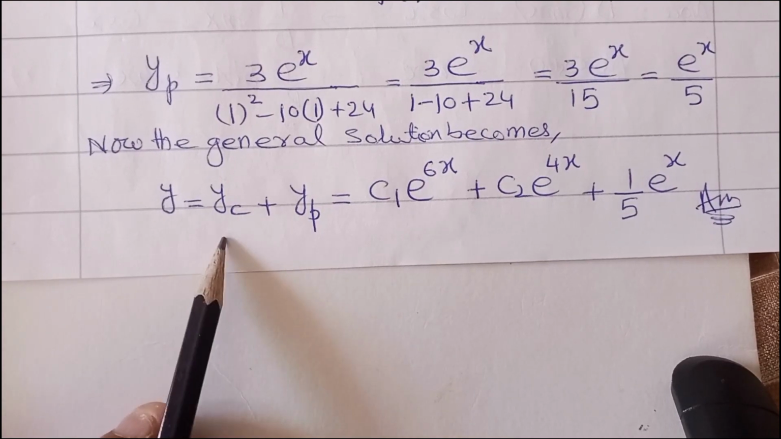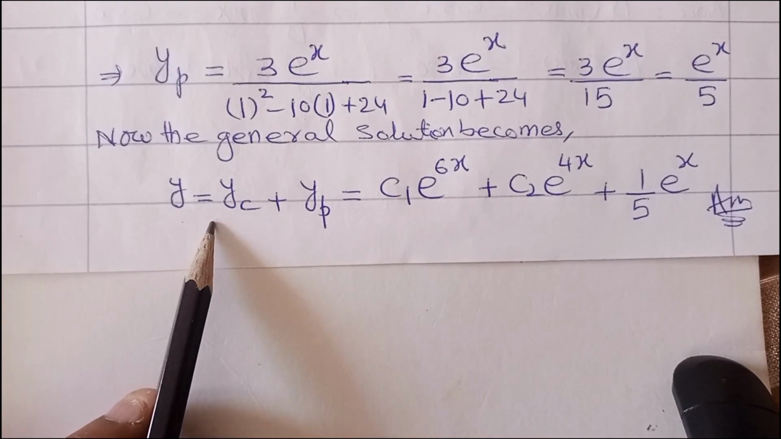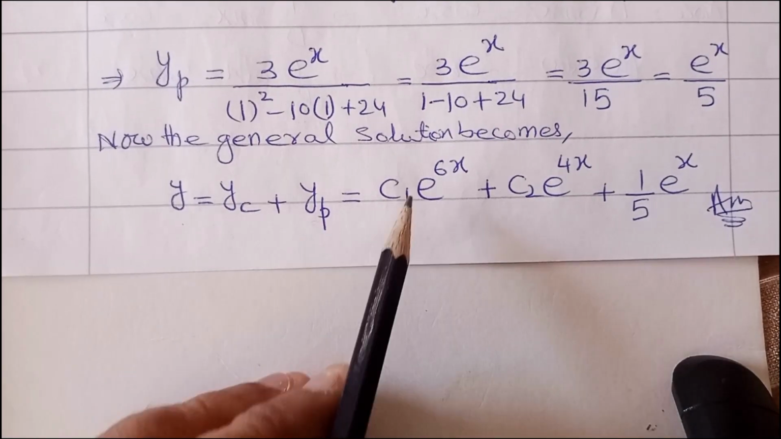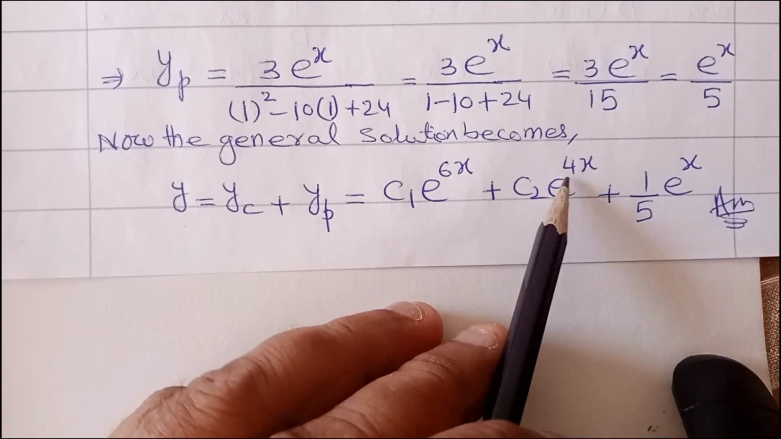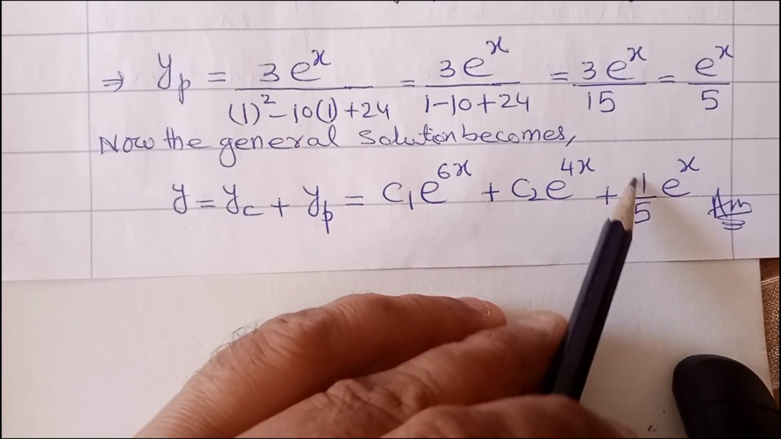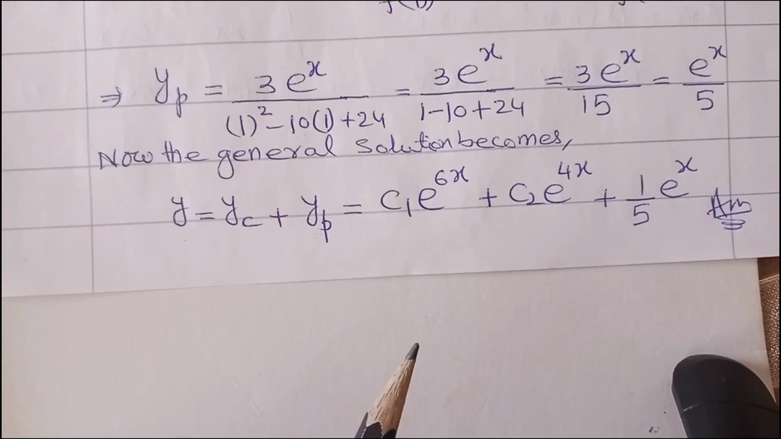So in this case, the solution of the differential equation becomes what? The general solution of the differential equation is y is equal to yc plus yp, where yc is c1 exponential 6x plus c2 exponential 4x, and yp is 1 upon 5 exponential x. So this is the answer of our differential equation.